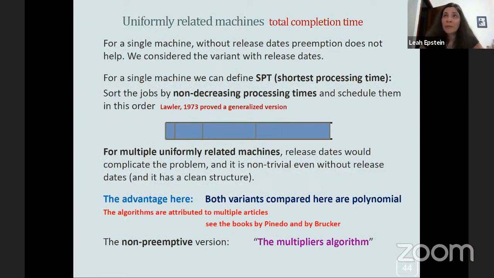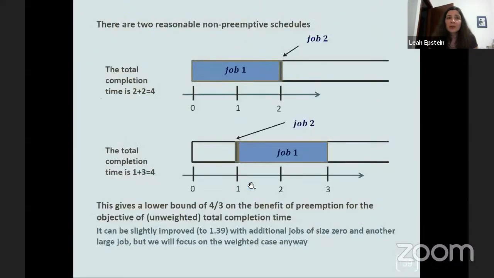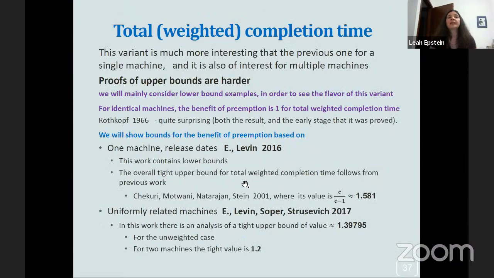And for the remaining time, let me move to uniformly related machines. This is the work here on this slide. I said that of the last two big bullets, I'm going to discuss one machine, and this was already done. And I would like to discuss uniformly related machines, the work with Asaf Levin, Ellen Sofer, and Vitalis Trusevich. Okay, I will be brief because there isn't that much time left.